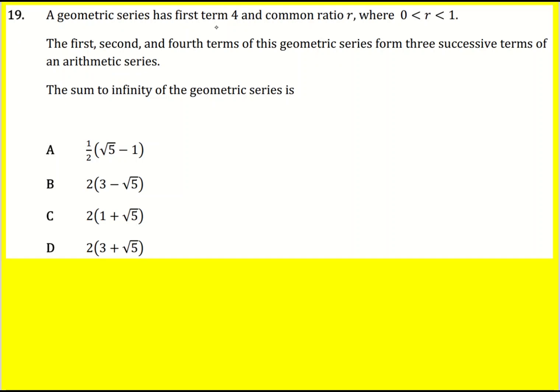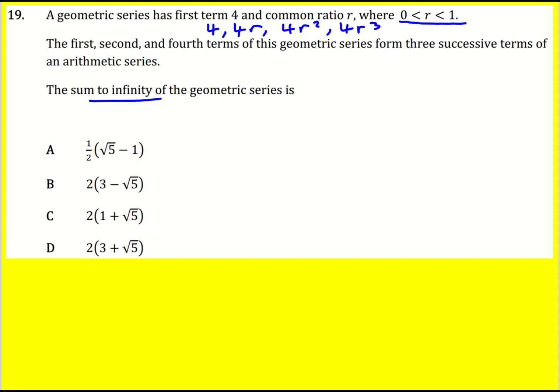Geometric series has first term 4 and common ratio r. So the next term is going to be 4r, then 4r squared, then 4r cubed. And we're told that r is between 0 and 1. That means it's going to be a convergent sequence, and hence we can find the sum to infinity in a minute.